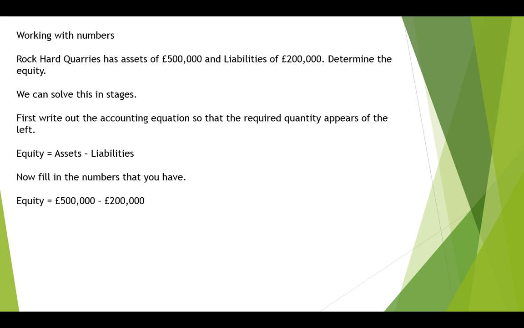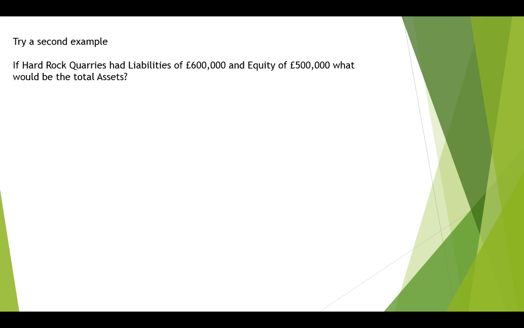So we now start by filling in the numbers. So we have equity is equal to 500,000, the assets, less 200,000, the liabilities. So the last thing we do then is the arithmetic. 500,000 minus 200,000 gives 300,000.